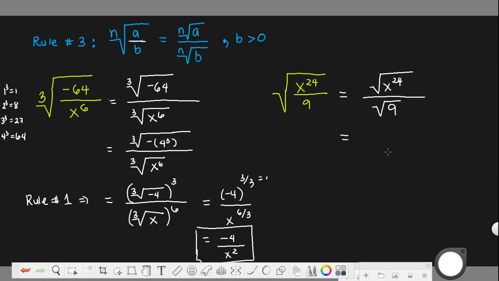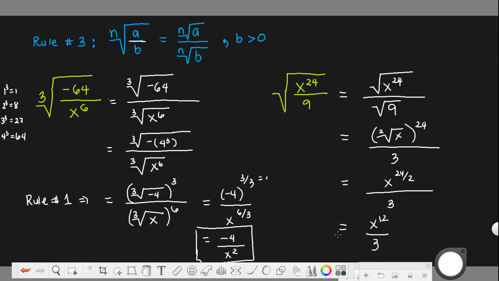Ngayon, try natin muna i-apply yung natutunan natin sa rule number 1. So, we can write this one as a square root of x raised to 24. Nilabas ko ng parenthesis. Dito sa square root of 9, I think that's a perfect square number. Square root of 9 is 3. Diba? So, from the numerator, so we have x raised to 24 divided by 2. Kasi nga 2 yung index dito. So, we have 3 sa denominator. So, x raised to 24 divided by 2, that is x raised to 12 over 3. And this will be the final answer.